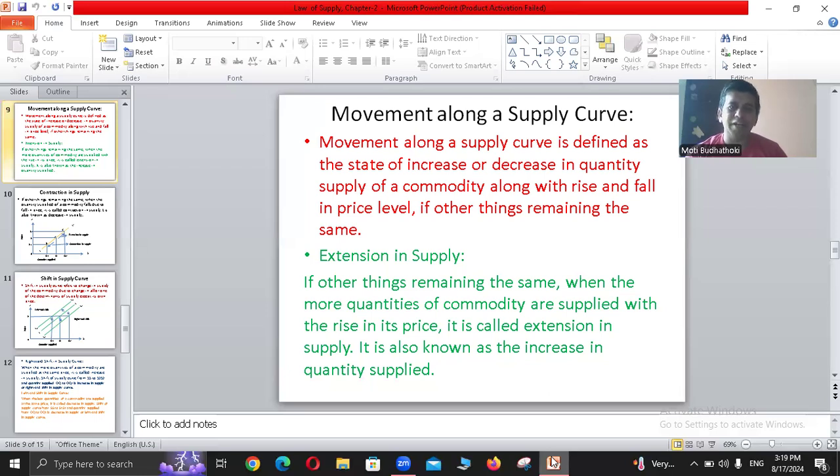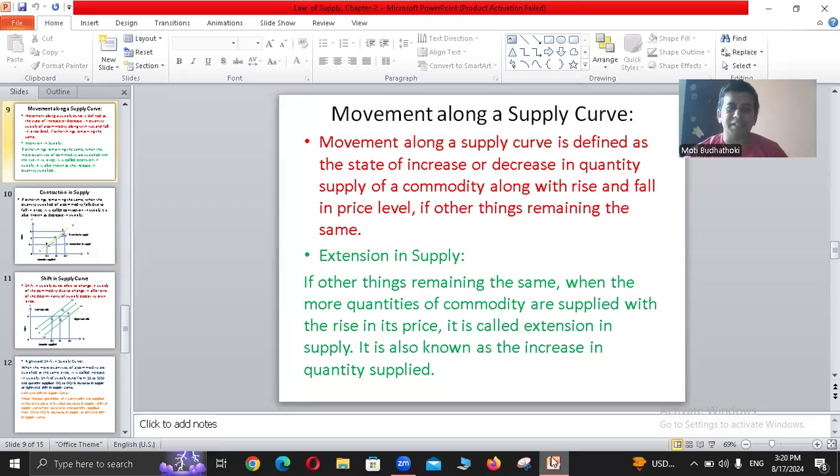Movement along a supply curve has two conditions. One is extension in supply. If other things remain the same, when more quantities of a commodity are supplied with a rise in price, it is called extension in supply. It is also known as increase in quantity supplied.